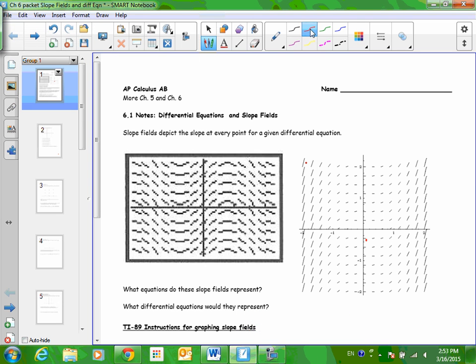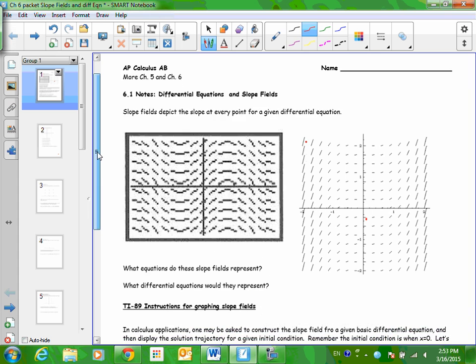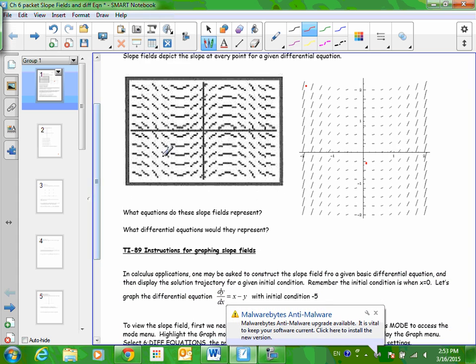Right, so we finished up the WikiSticks activity, and if you're listening to this because you were absent, you need to go and look at the pictures of that so that you know what I'm talking about. And we're looking at slope fields. These are pretty big slope fields. These have a lot of points. This would have taken a really long time to create.